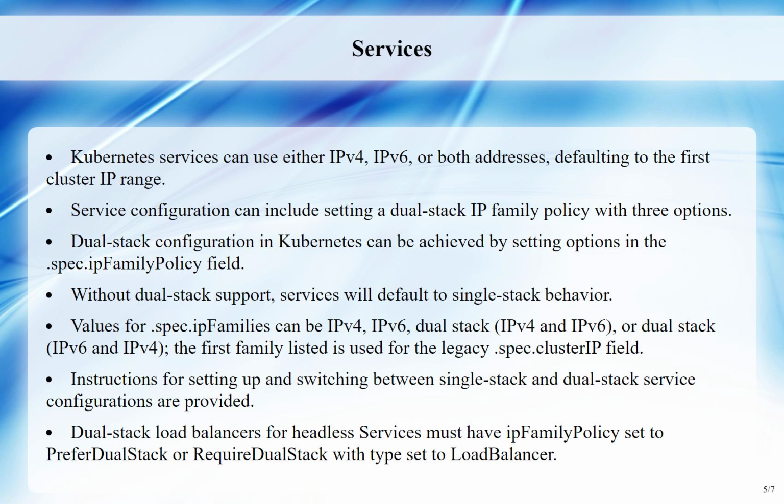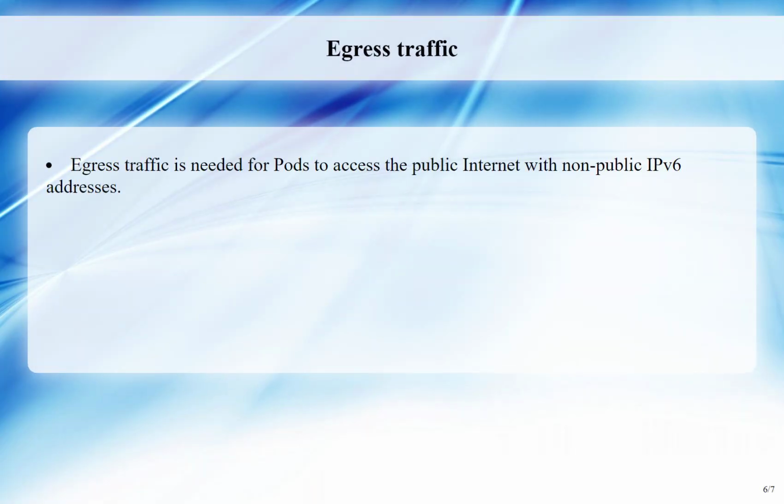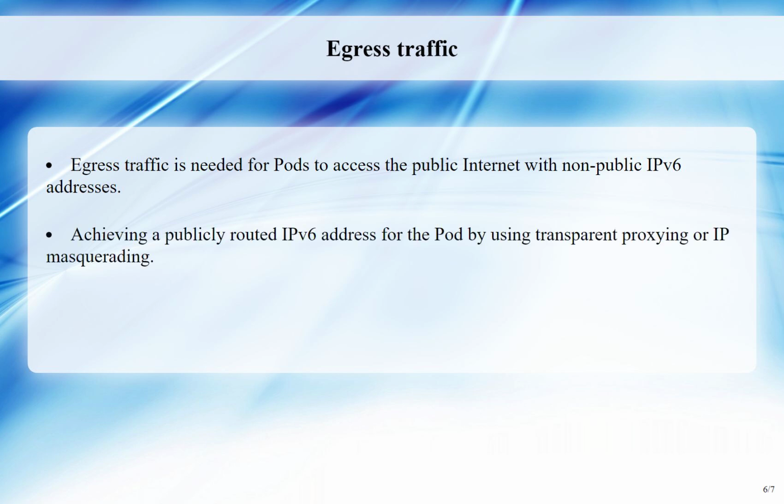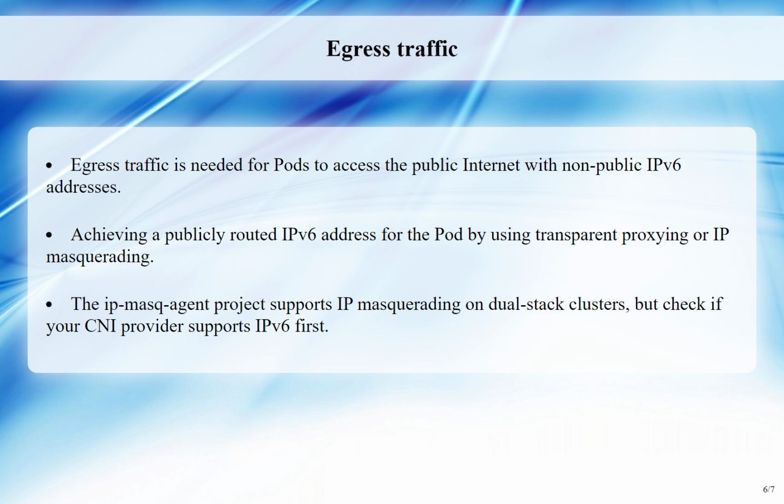Egress traffic. To allow a pod using non-publicly routable IPv6 addresses to reach off-cluster destinations like the public internet, enabling egress traffic is necessary. This can be accomplished by giving the pod a publicly routed IPv6 address through mechanisms like transparent proxying or IP masquerading. The IP Masq Agent project supports IP masquerading on dual-stack clusters, but it is important to ensure that your CNI provider supports IPv6 before implementing this setup.